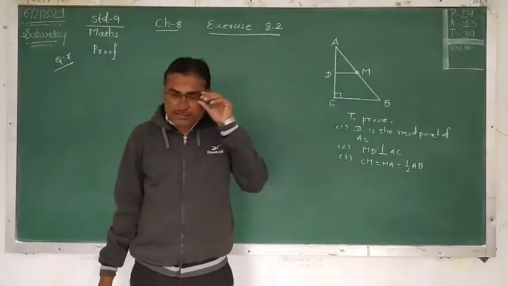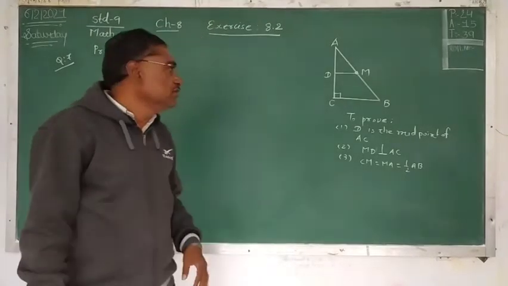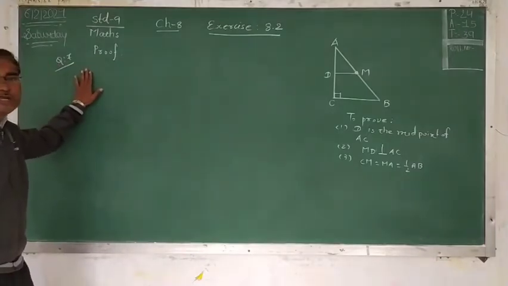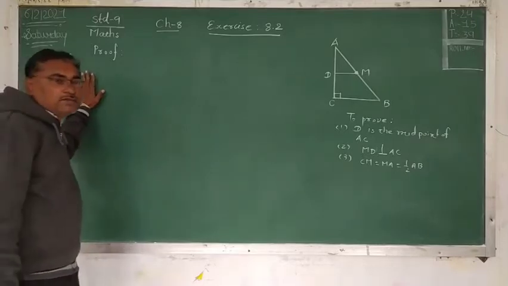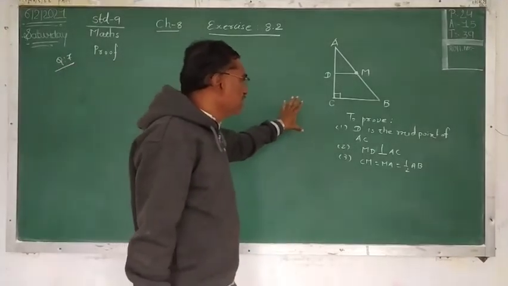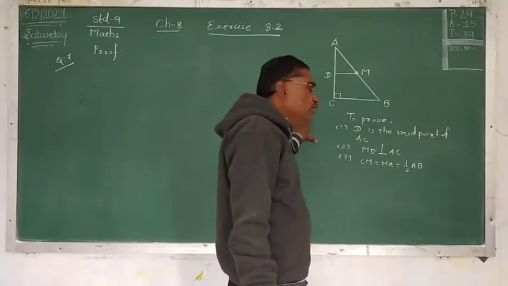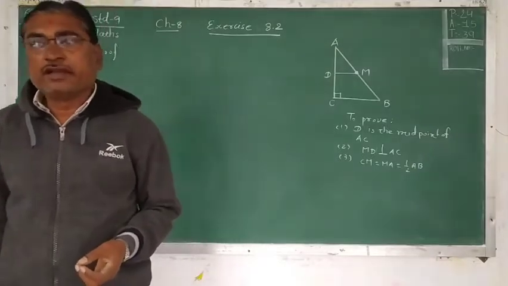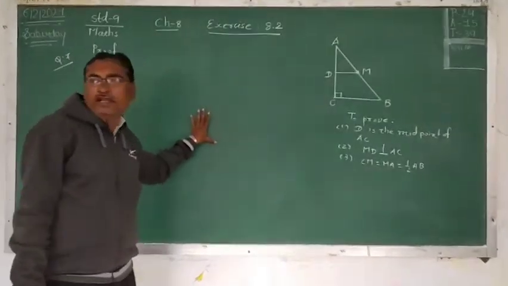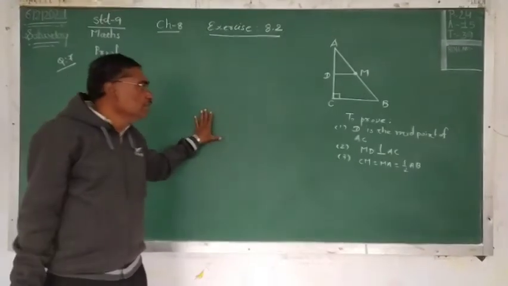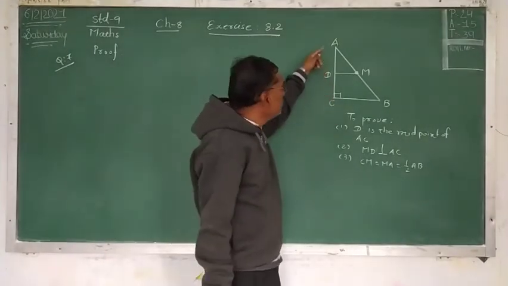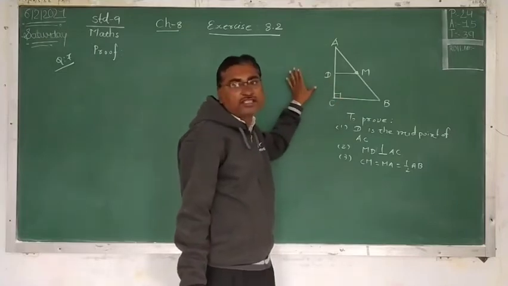Hello, good morning students. Today we will solve the last question of exercise 8.2, question 7. This type of question is in the reduced syllabus in 9th standard, but it may be asked in 10th standard. So practice is required. Okay? Here a right angle triangle is given, so you have to draw this type of triangle, not a simple one.